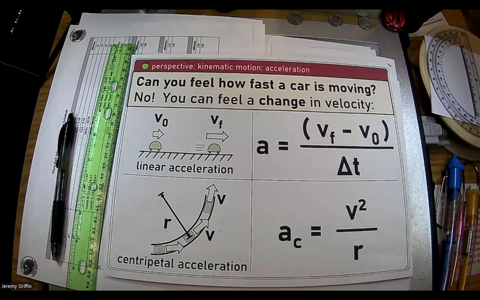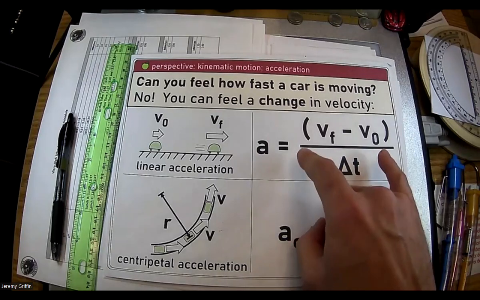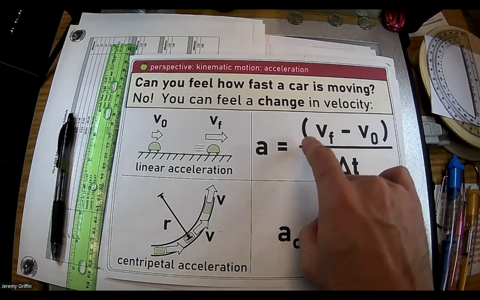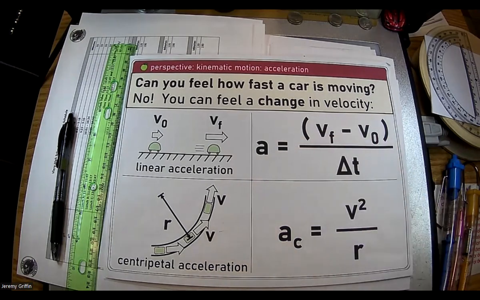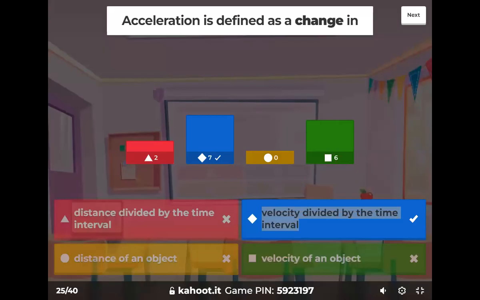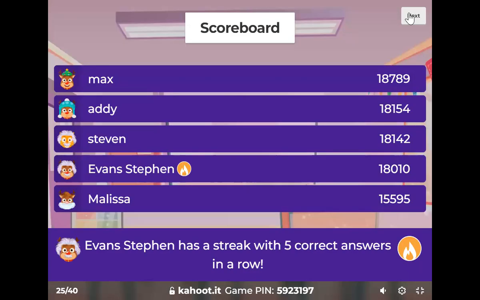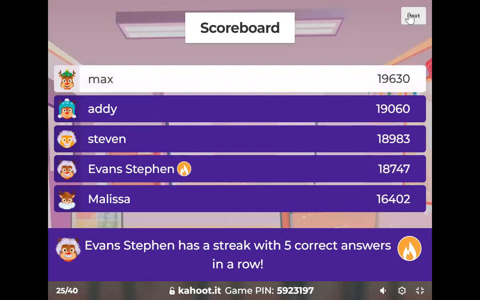Here, let me flash the poster up real fast. We're talking about this linear acceleration, right? Change of velocity per change in time. There you go. Ooh, meters per second per passing second. It's called meters per second squared. Right on.